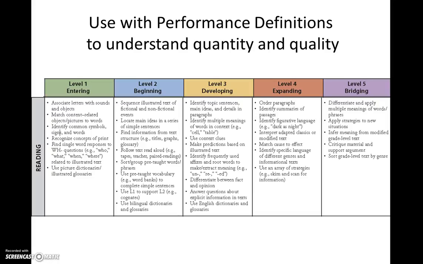It is important to point out that these descriptors are intended to be used in tandem with the performance definitions. This is because the quantity and quality of language expected at a particular level of language proficiency may not be fully indicated within the can-do descriptor for each language domain and proficiency level. For example, the can-do descriptors show that students may be able to identify at various levels of language proficiency, but the language they use will vary tremendously.